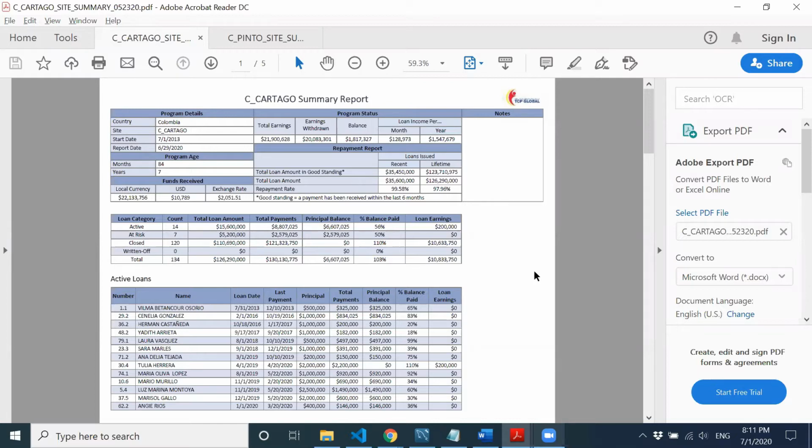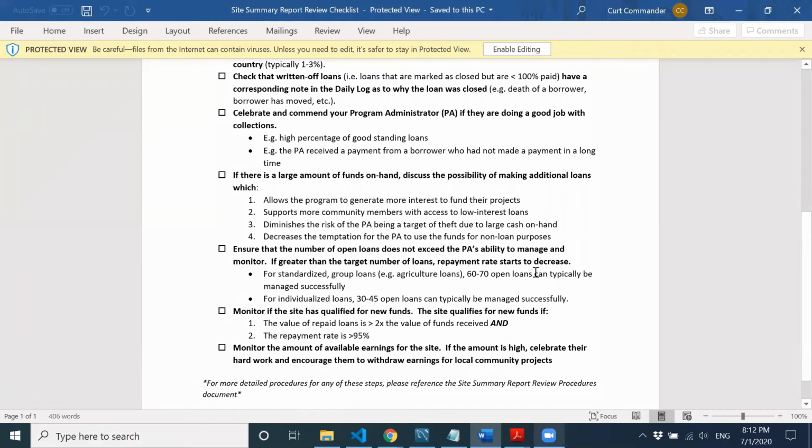Where were you saying that is found? That would be on the daily log, that master daily log. Yep. Okay. Yeah, gotcha. And we'll try to add that to the summary report as well.